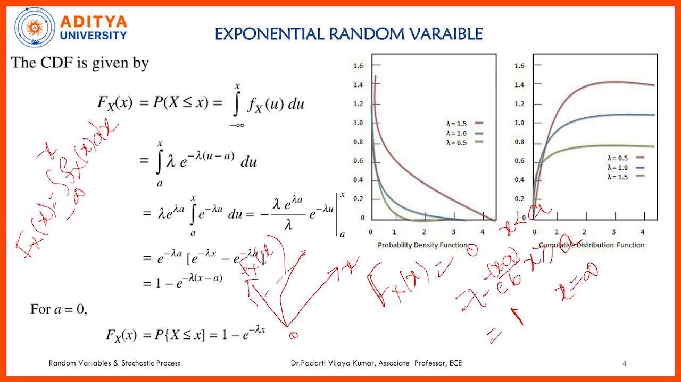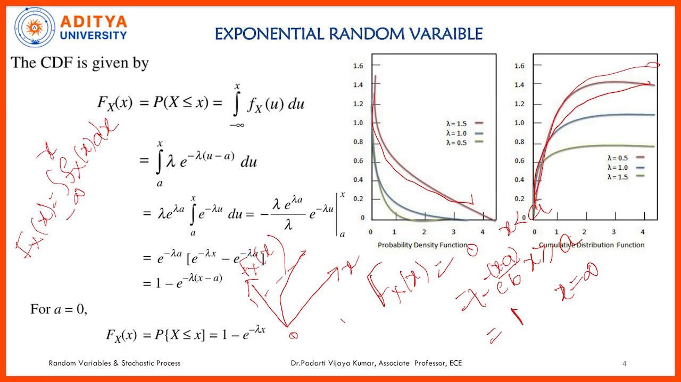In the special case, if a is equal to 0, the function will be 1 minus e power minus lambda x, provided lambda is equal to 1 by b. So, you can see that the distribution function is an increasing exponential, whereas the density function is a decaying exponential.